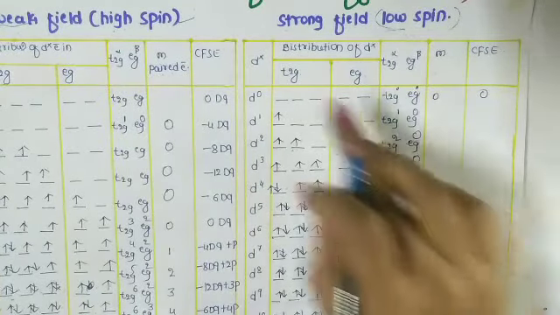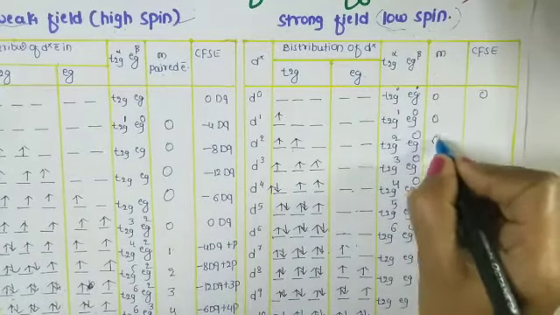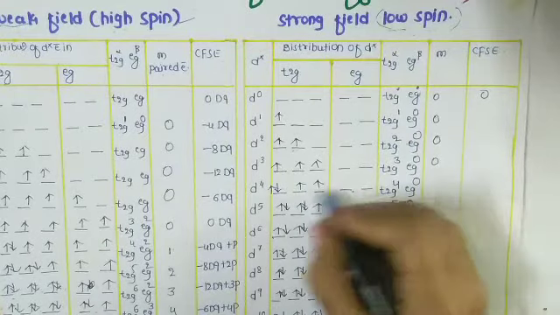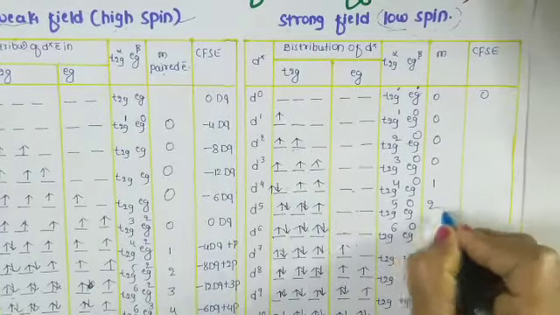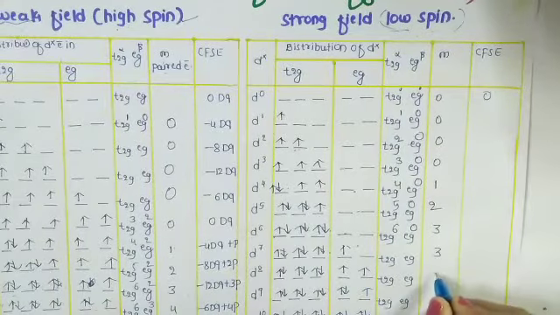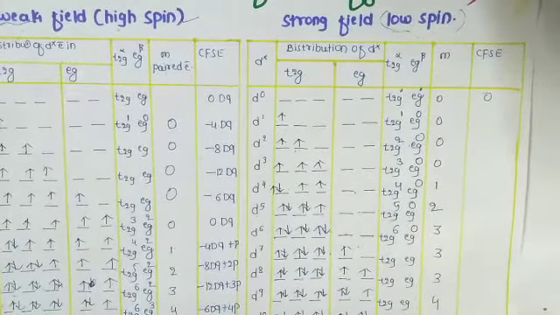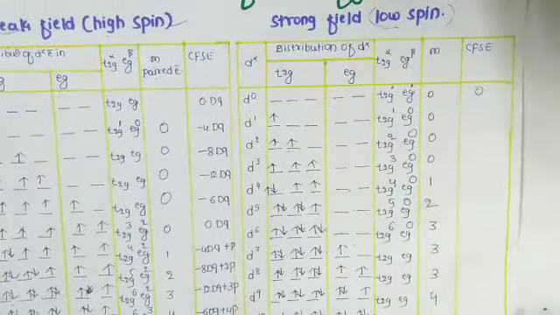Then coming to the paired electrons, 0 here, also 0, 0, and then here 1 pair, here 2 pairs, here 3 pairs, here 3 pairs, here also 3 pairs. Next one, here 4 pairs are there and then here 5 pairs are there.